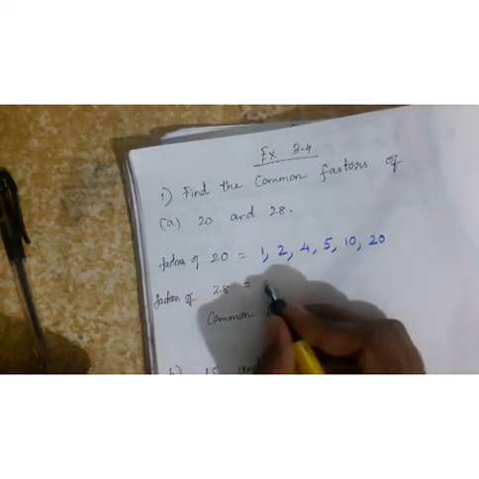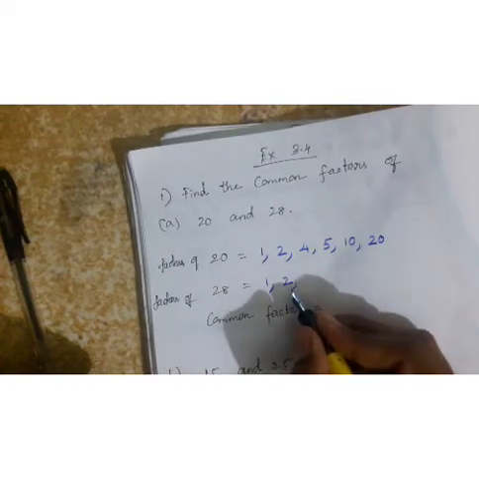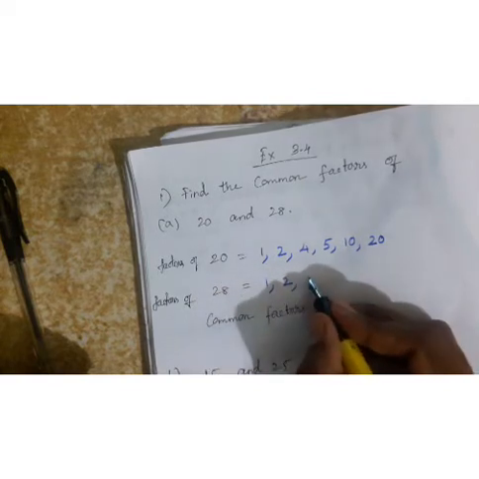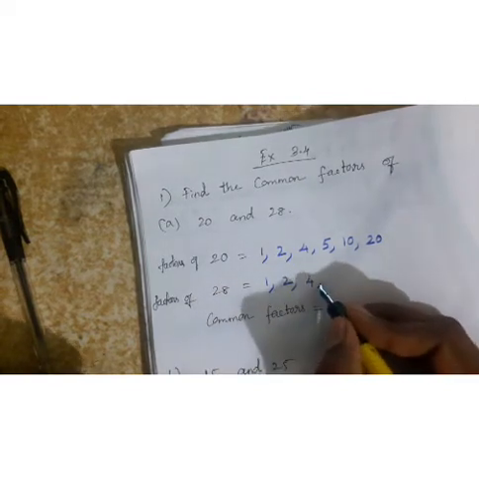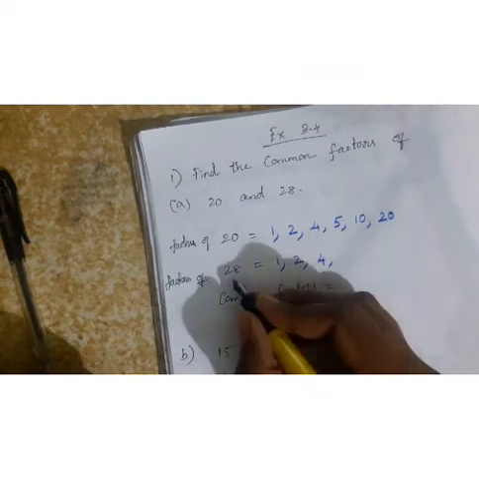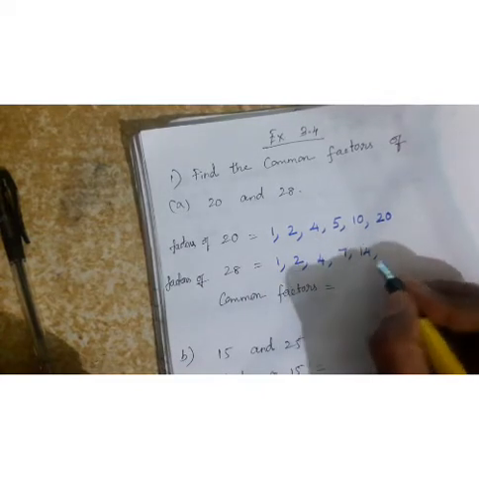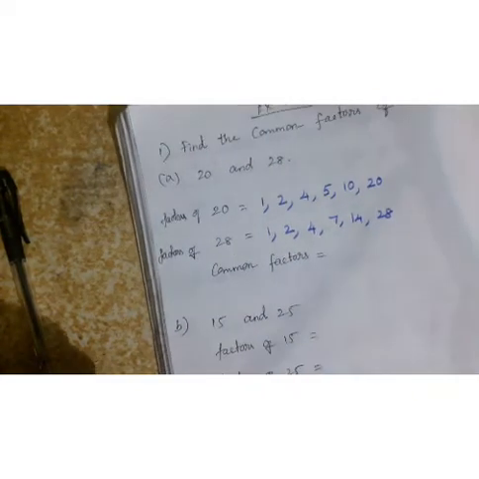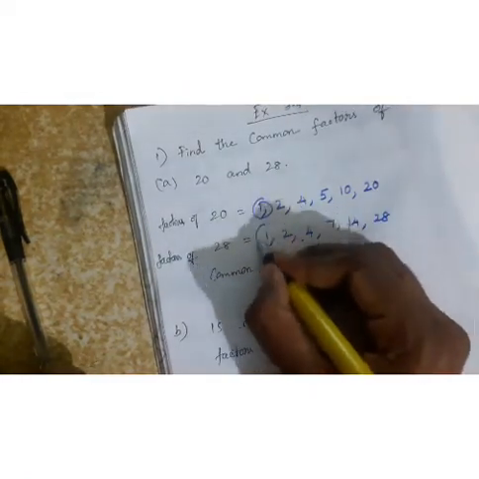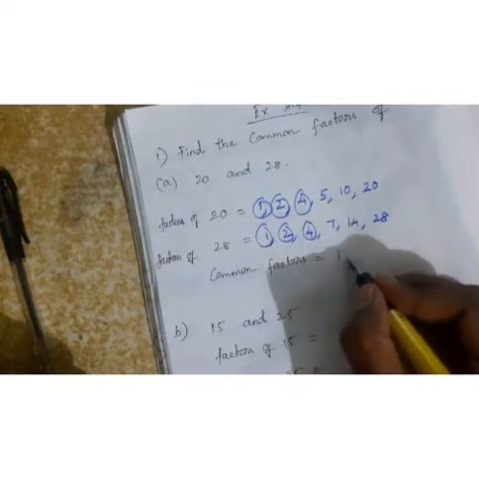Factors of 28 is equal to 1, 2. 28 is divisible by 2. 28 is not divisible by 3. 28 is divisible by 4. 28 is not divisible by 5 and 6. 28 is divisible by 7, 14 and 28. So the common factors are 1, 2 and 4.